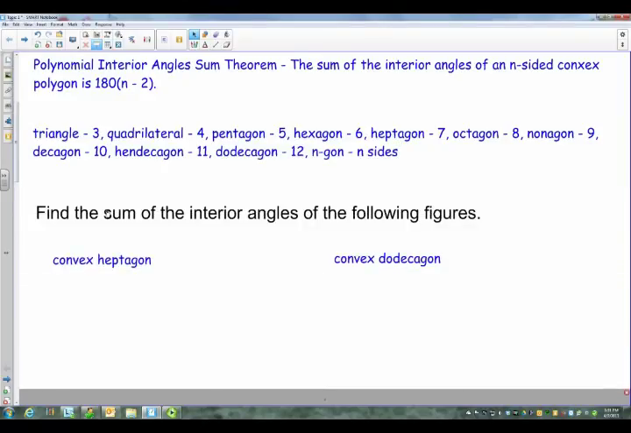Alright, so let's try an example. It says, find the sum of the interior angles of the following figures. And we're going to start with a convex heptagon. Now, heptagon means 7 sides. So we're going to take our formula, which is 180 times n, which is 7, minus 2. Or you're going to take 180, multiply that by 5, and this works out to be 900 degrees, and there's your answer. Alright, take a second, pause the video, and try the convex dodecagon.